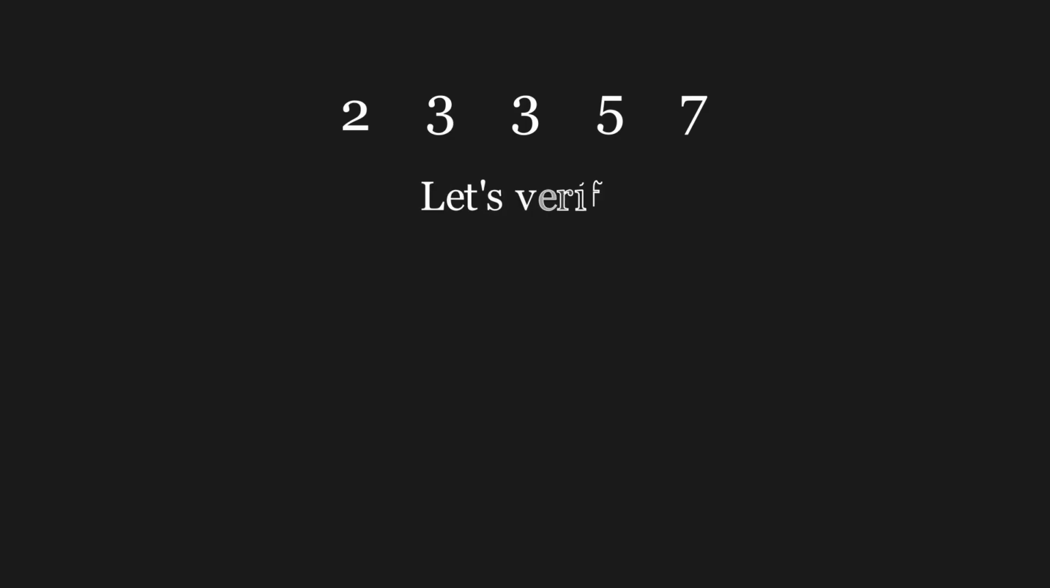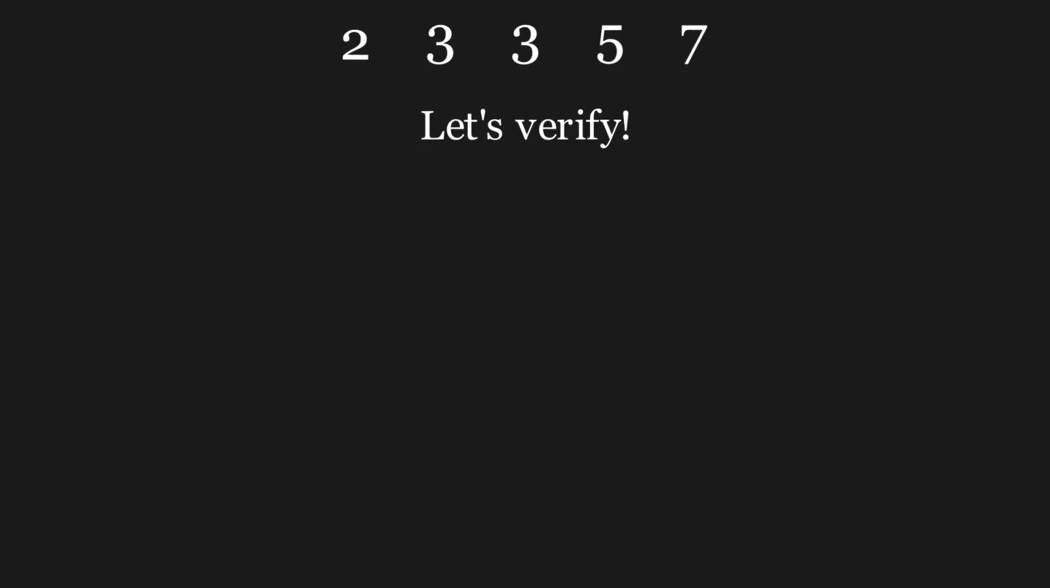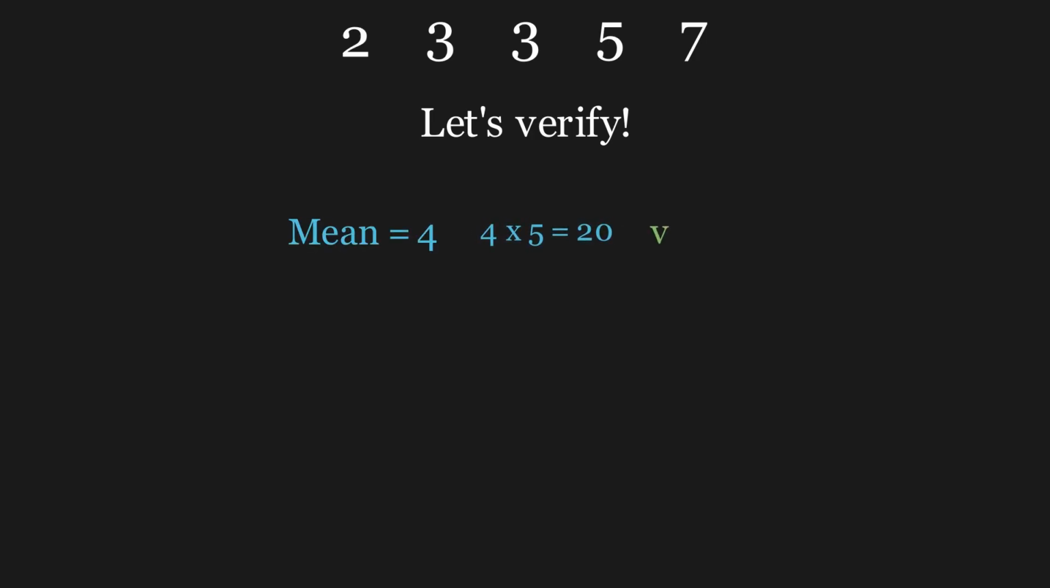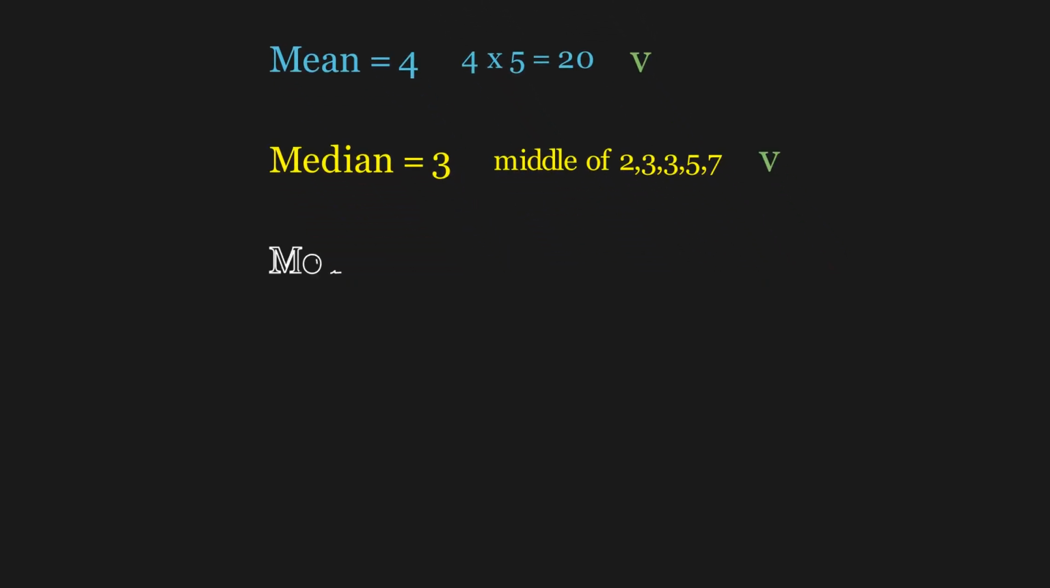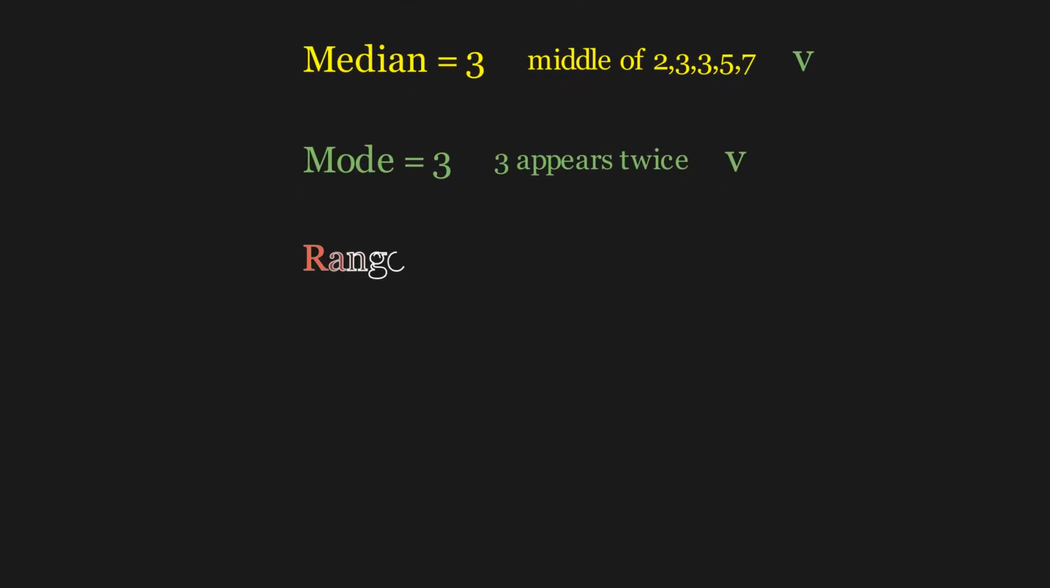Let's pull it all together and double-check every single value using the original list. 2, 3, 3, 5, 7. For the mean, we added them to get 20, divided by 5 games, and got 4. And if you multiply 4 back by 5, you get 20 again, which matches our total. So that checks out. For the median, the numbers were already sorted, and 3 sat right in the middle with 2 numbers on either side.